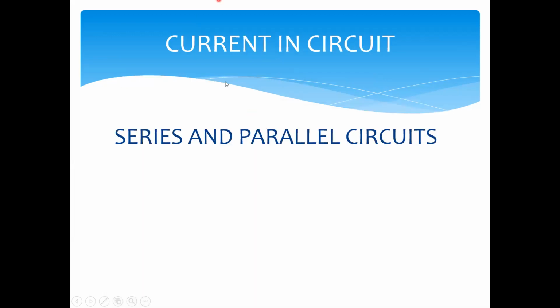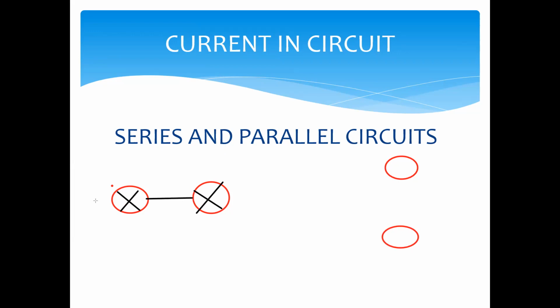Then current in the circuit: a circuit can be a series circuit or a parallel circuit. A series circuit means that there's only one way for the charges to flow, and a parallel circuit means that multiple ways are there for the charges to flow. So if we have one way for the charges to flow, the charges can only follow one path as they move around the circuit, and if one of the connections breaks, the whole circuit will stop working. We call that a series combination.